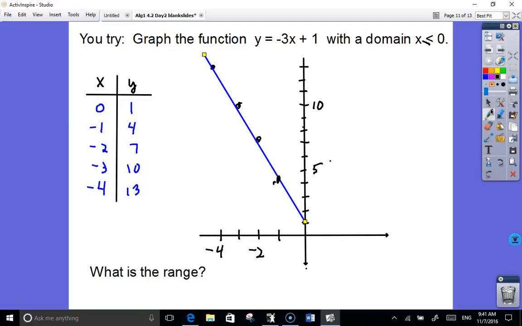So what would we say is the range of that? Y starts here and it goes up. How would you describe that? Greater than or equal to 1. When we plug in 0, we got 1. It looks like the y value started at 1 and went up from there.